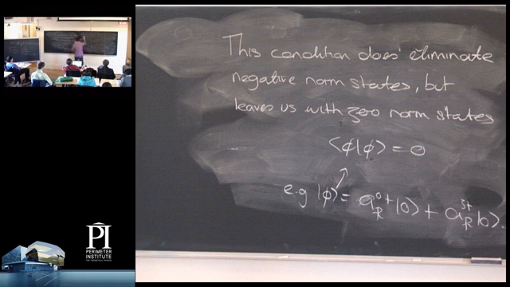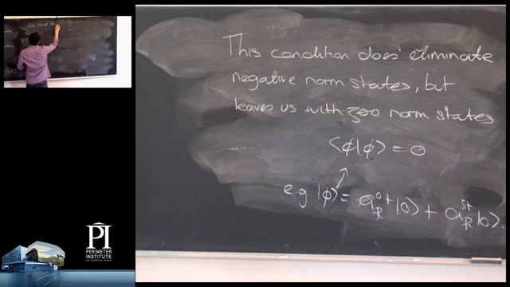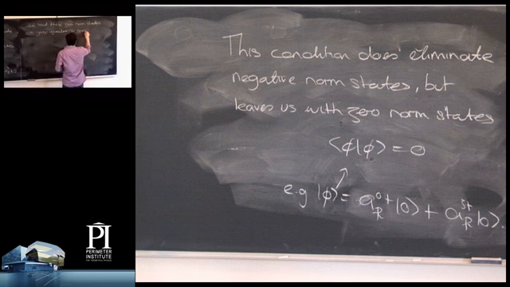Okay. So we treat these zero norm states as gauge equivalent to zero, which means if we have a physical state and we add to it any zero norm state, it's a different state in the Hilbert space, but we view it as the same physical state.